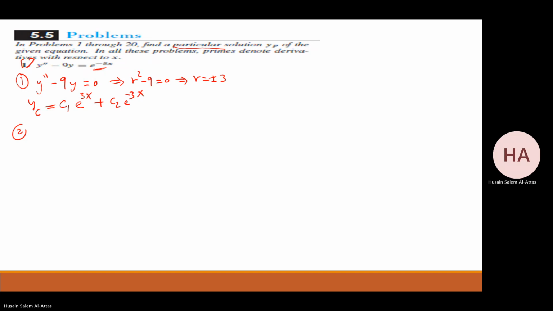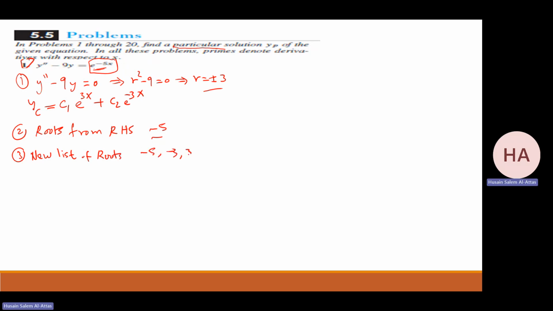Second step, find the roots from the right hand side. I'm doing it backward. We know that, minus 5. So I have now a new list. Actually, there is no intersection, so there is no duplication. But just to make it a procedure, we have a new list of roots, which is minus 5, minus 3, 3.